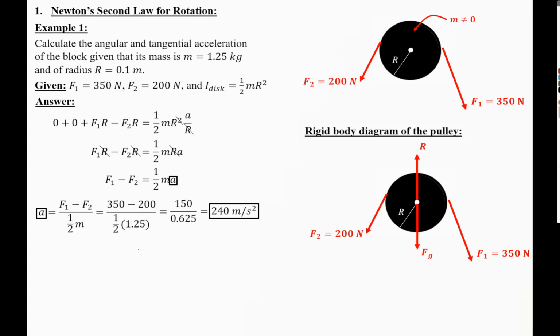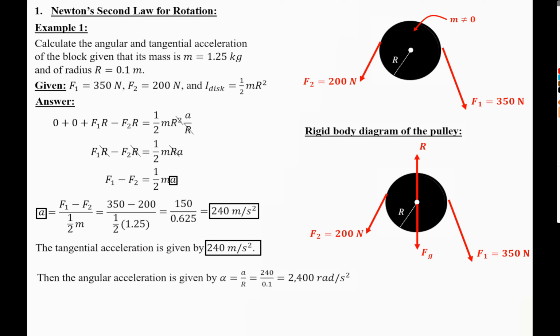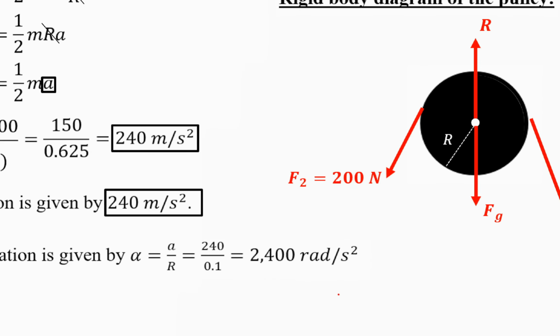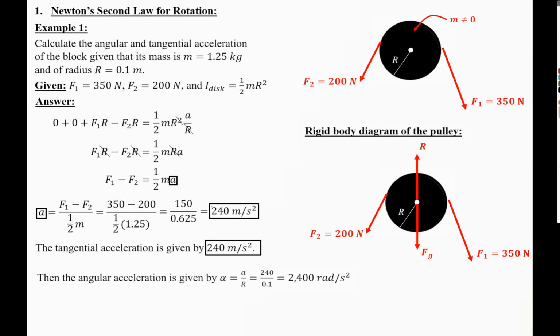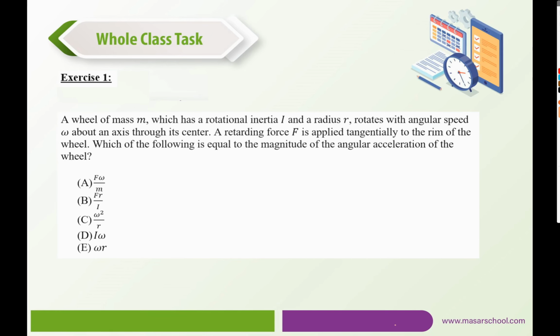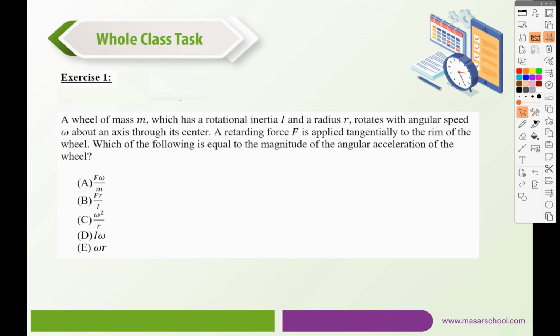However, apart from the tangential acceleration, we're also interested in the angular acceleration. Remember that it's related to the tangential acceleration by the expression a equals alpha R, so alpha is given by a divided by R. We have the value of a to be 240 and we have R to be 0.1, and that would give us 2400 radians per second squared. And now for the rest of the video we're going to solve some exercises on what we have explained so far.